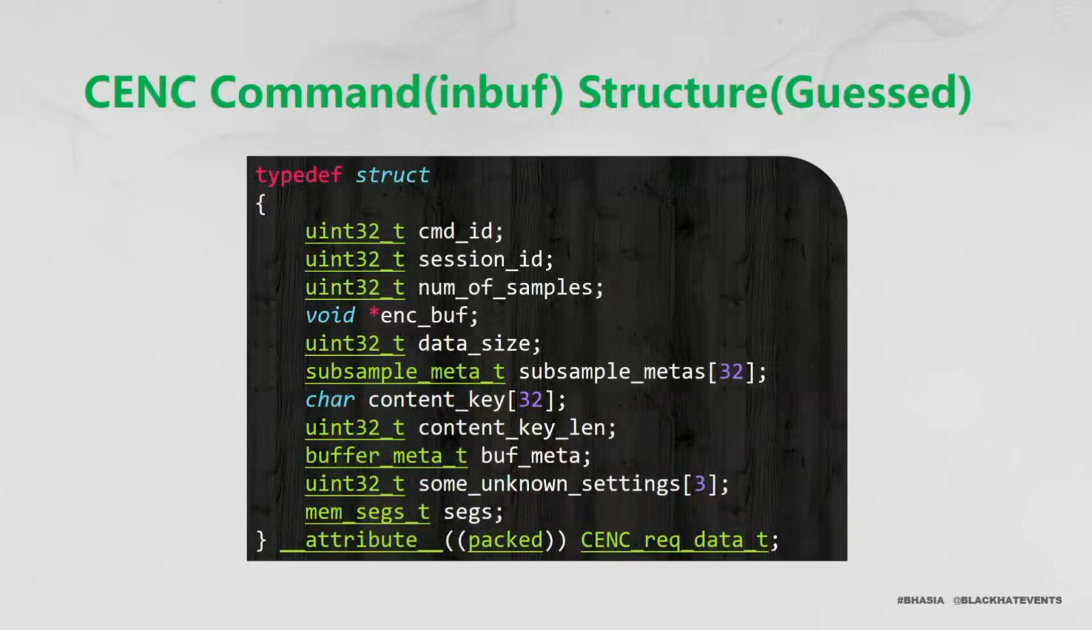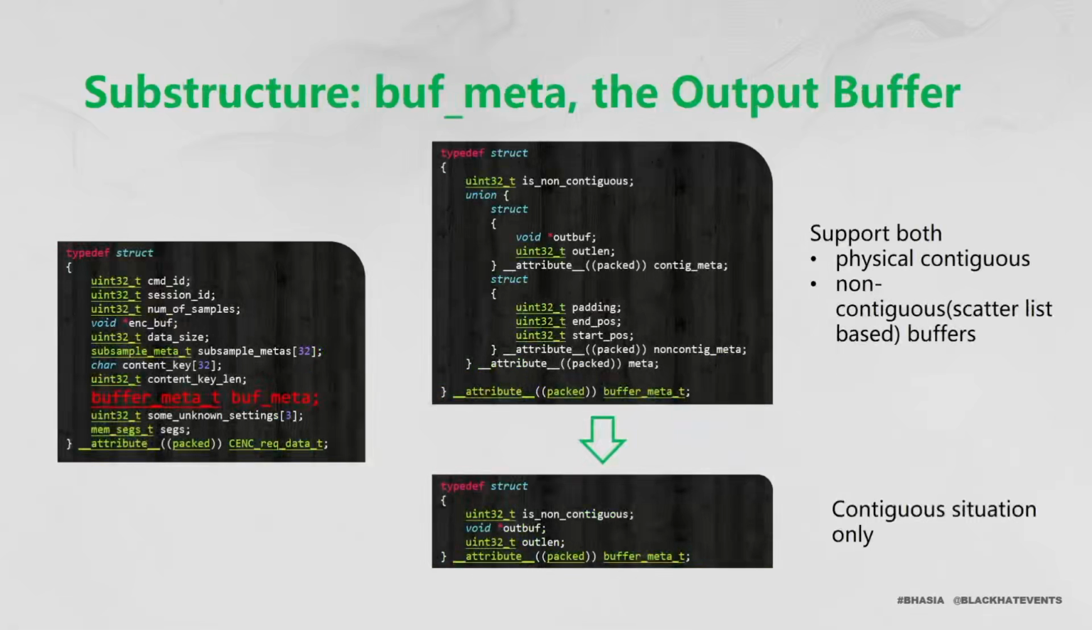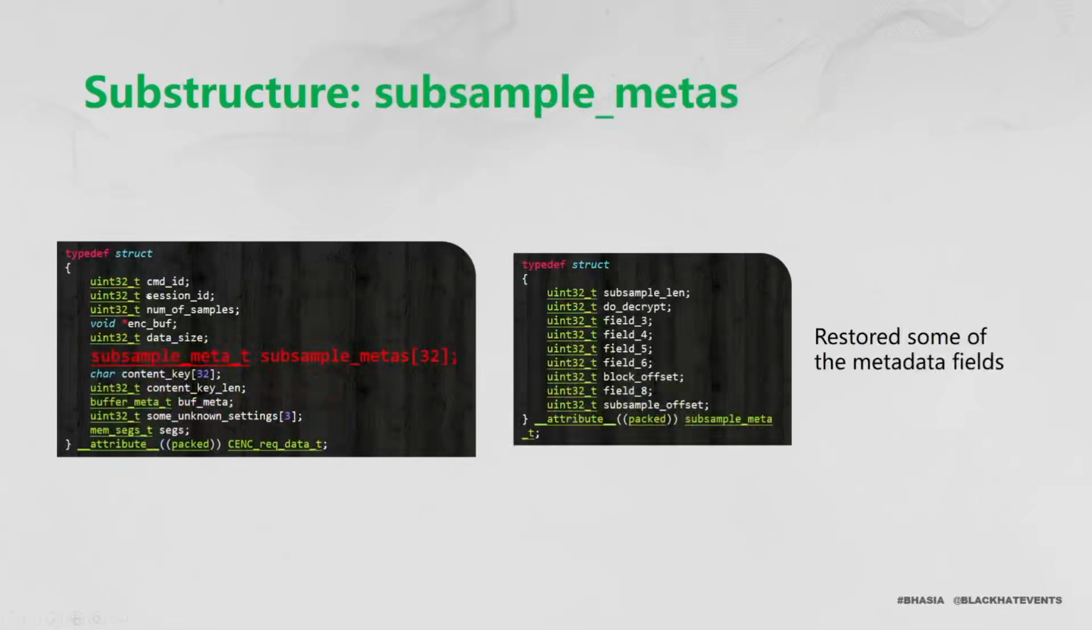Okay, so the user command at first glance is a byte array, but of course it will contain internal structure. So I have recovered some of the structure as this, and the inner structures. And this one, which is very interesting, is the subsample metas. This is an array of up to 32 elements, and some of its fields have been recovered.